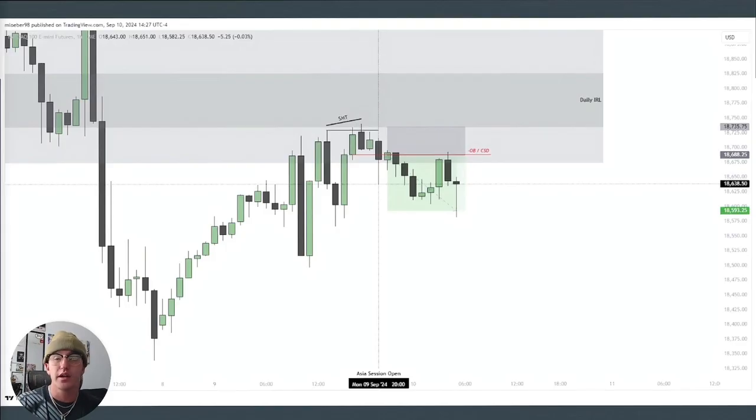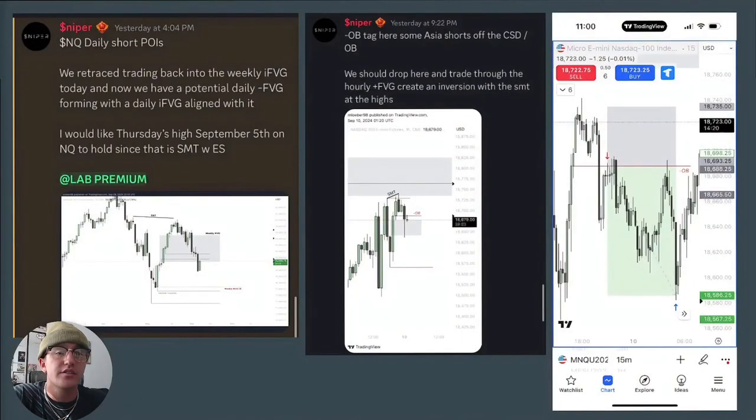And in this case, it was a weekly inverse fair value gap, and then I go to the daily chart and it was a daily bearish fair value gap that I'm trying to trade and trend with our order flow, which is looking for lower prices. I gave this entire process to my Discord with the short interest and the trade idea, and I said that I would like to see Thursday's high on September 5th hold on NQ since there's SMT and price retrace into that weekly inverse fair value gap like I said.